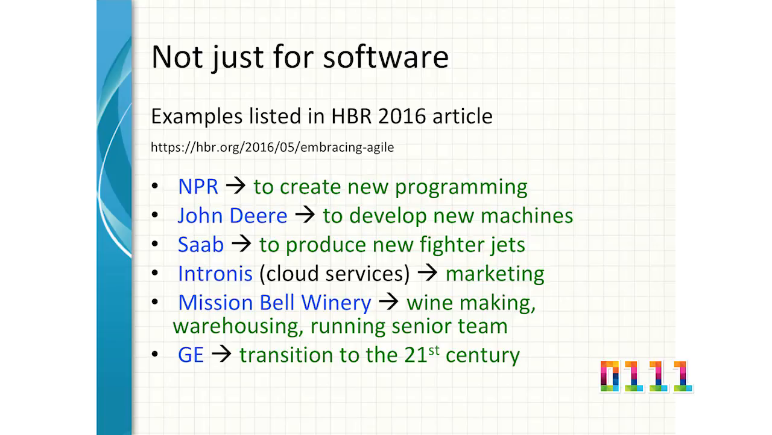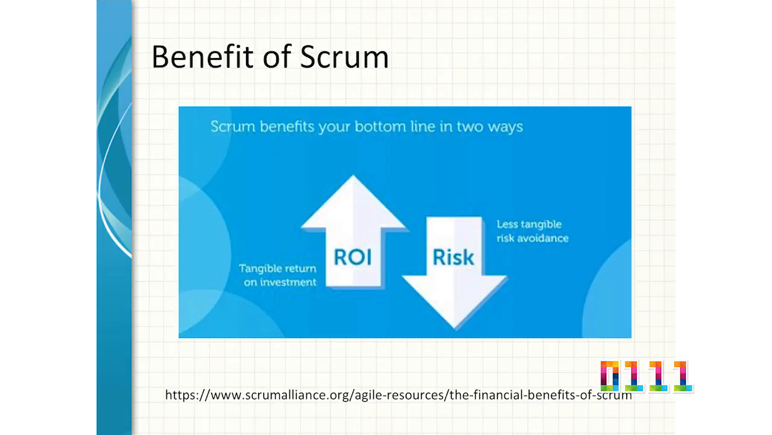And GE used Scrum teams to transition their company from 20th century thinking into the 21st century, and that was more of a branding, marketing, internal project. What are the benefits of Scrum? Well, the idea is to maximize your return on investment while minimizing the risk.